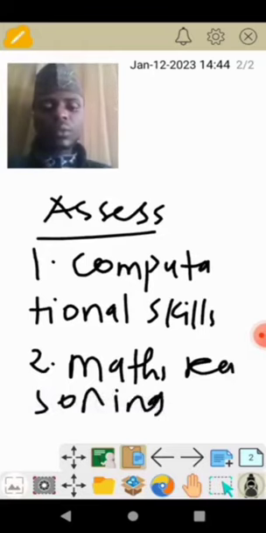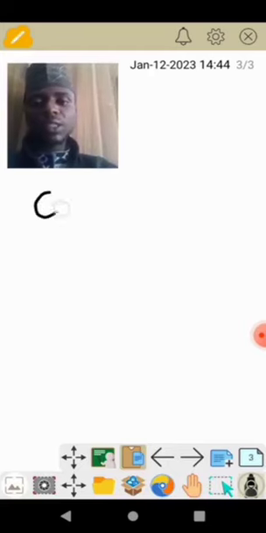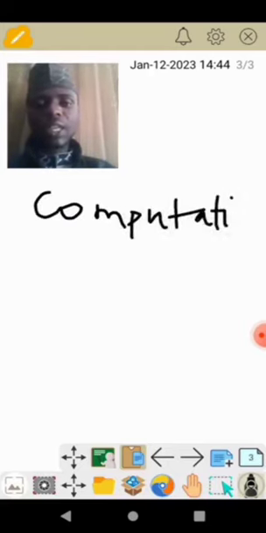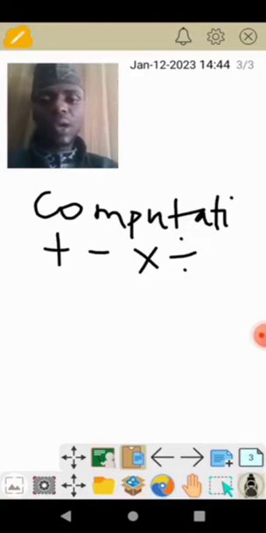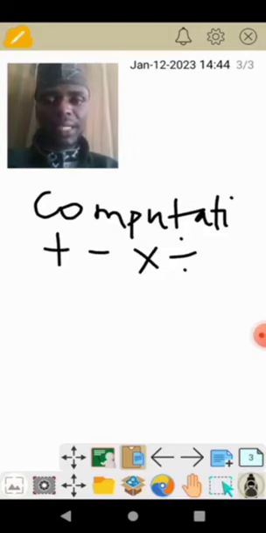So now let's go back to computational skills. Computational skills have to do with your ability to add, subtract, multiply, divide, and the rest. So all these things are under computational skills. While mathematical reasoning has to do with how you can use logic and reasoning to answer a question. Sometimes a question may be given to you without numerical values, but they are going to see how you can use your mathematical mental reasoning to answer such questions.